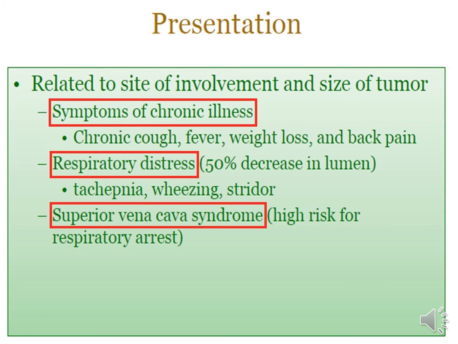And clinically, mediastinal masses could present with a lot of manifestations, but this depends on the site of involvement and the size of the tumor. So we can have some symptoms of chronic illness like chronic cough, fever, weight loss, and sometimes back pain. We can also have respiratory distress if the lumen of the respiratory system is decreased by more than 50%, and we can have tachypnea, wheezes, stridor, and superior vena cava syndrome. This superior vena cava syndrome means that the patient is at high risk for respiratory failure and respiratory arrest.